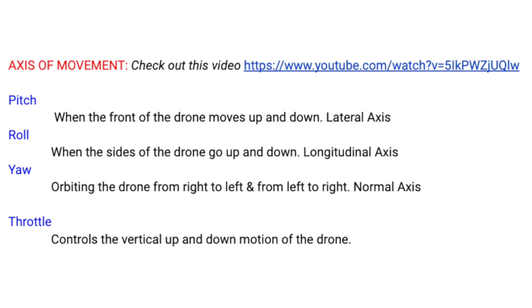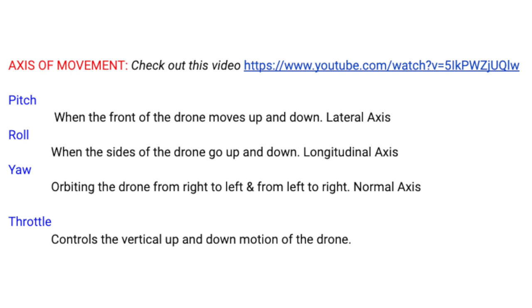So let's start with pitch. It's when the front of the drone, meaning the camera side of the drone, moves back and forth. So if it goes forward, if it goes backward, that is on the lateral axis point. A roll is when the sides or the wings of the drone go up and down. So if it tilts to the left, the right side goes up, the left side goes down. And that's the longitudinal axis.